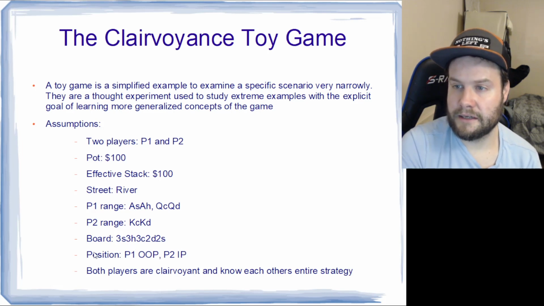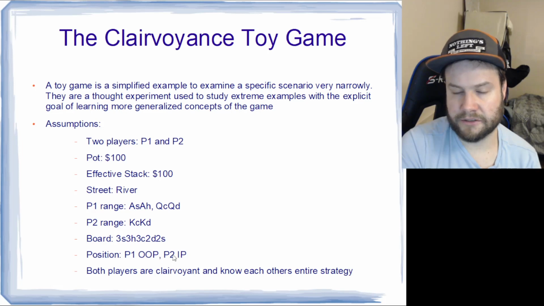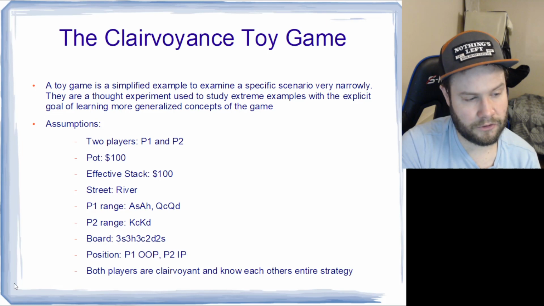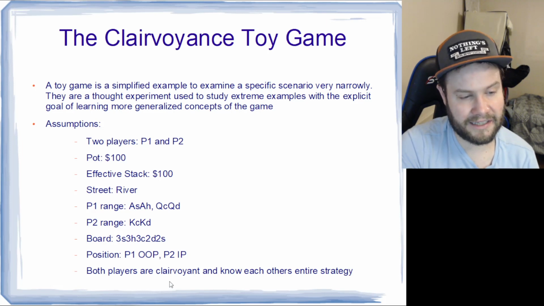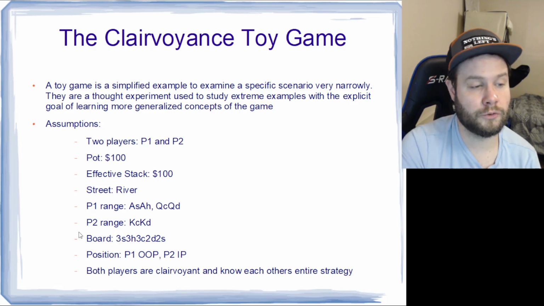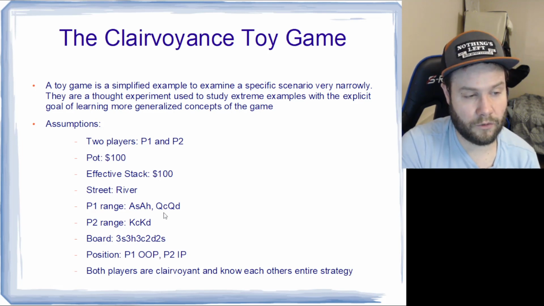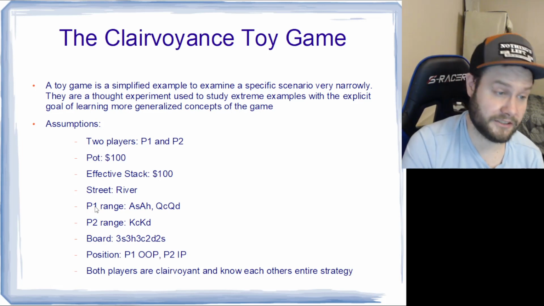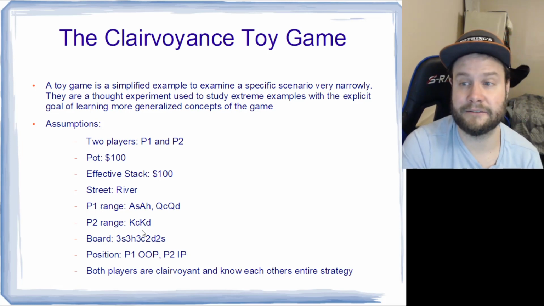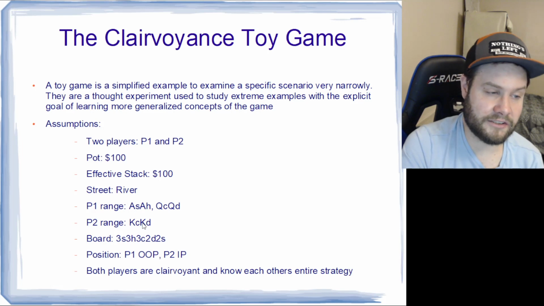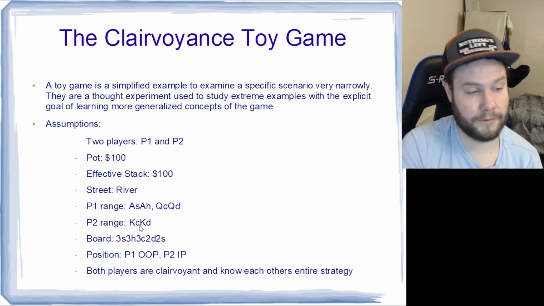Player 1 is out of position and player 2 is in position. And also importantly, this is a true Nash equilibrium discussion. Both players are clairvoyant and they know each other's entire strategy. So player 2 knows that player 1 can only have one of these two hands, and player 1 has even better information. He knows his opponent's exact hand. Remember, to be clairvoyant does not mean that they know the exact hand, but if they know their entire range and their entire range is one hand, then they do.